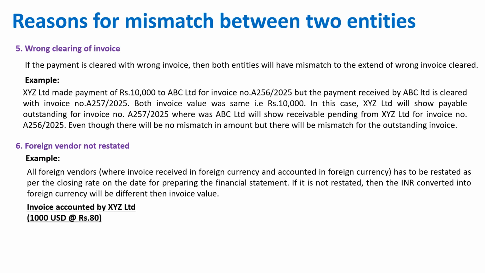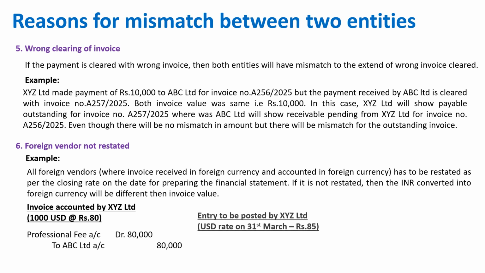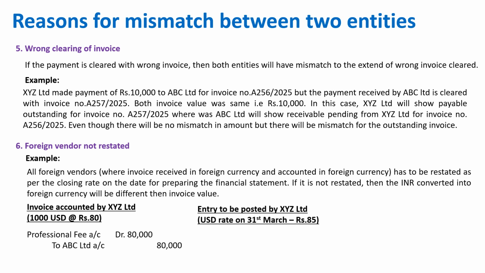For example, XYZ is accounting an invoice and the invoice was in foreign currency, that is in USD. The invoice value was $1,000 and on the date of accounting, the conversion rate was 80. Hence the entry posted by XYZ was professional fee account debited 80,000 to ABC Limited 80,000. Right, now what is happening here? On 31st March, this liability is not paid. So XYZ has to restate this liability. What is the restated amount here? Unrealized forex loss account debited 5,000 to ABC Limited 5,000.